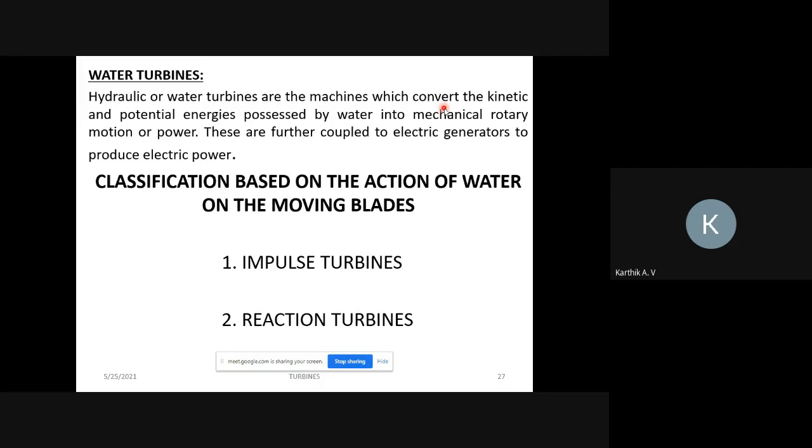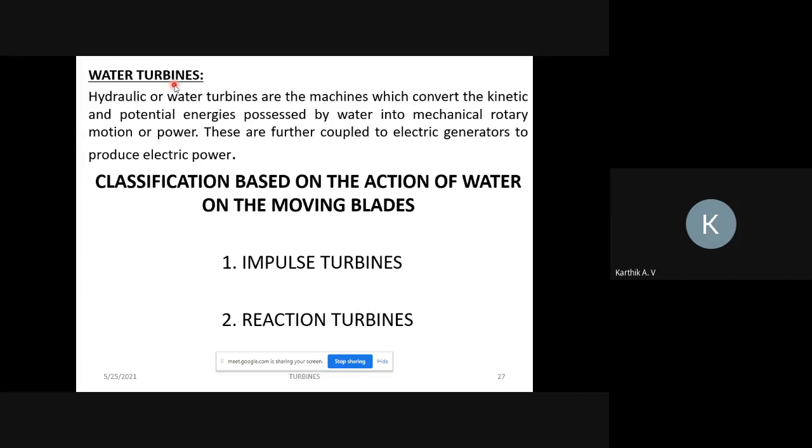Turbine is a device which is used to convert kinetic energy of water into mechanical energy. Hydraulic or water turbines are machines which convert kinetic and potential energy possessed by the water into mechanical rotary motion or power. These are further coupled to an electric generator to produce electrical power. So that is called a water turbine. Water is used as a medium to produce power, so the name given is water turbine.